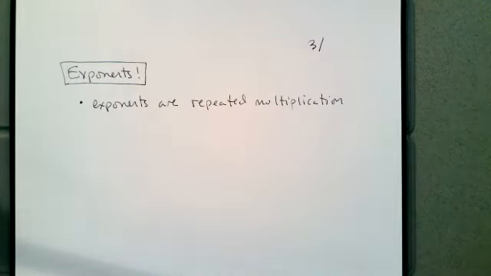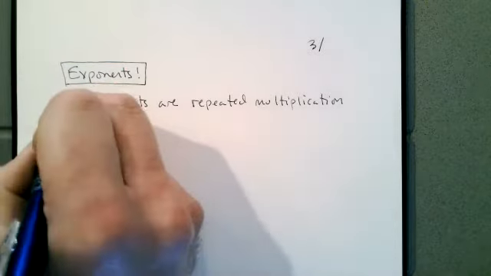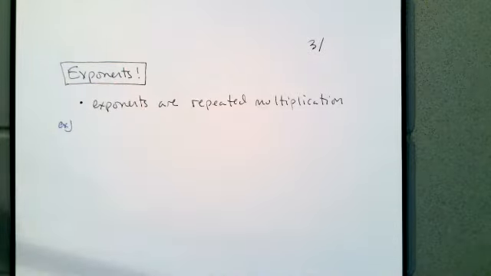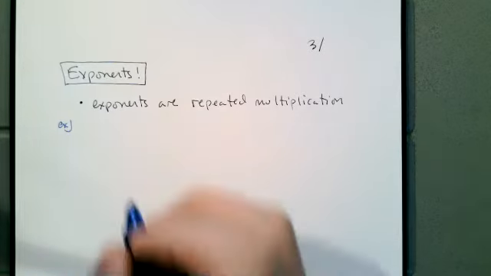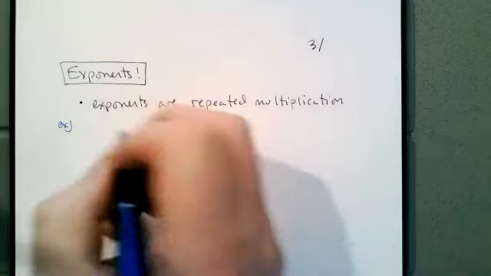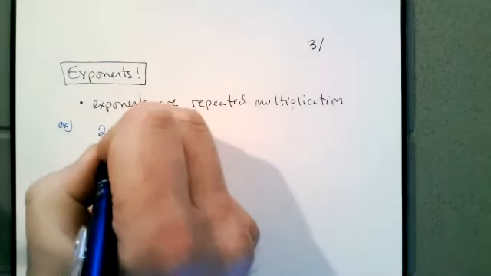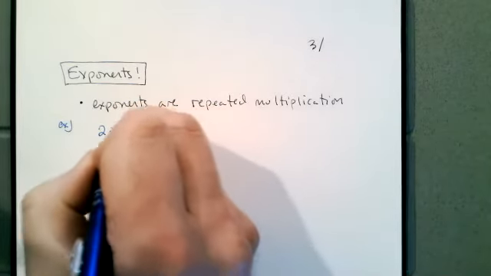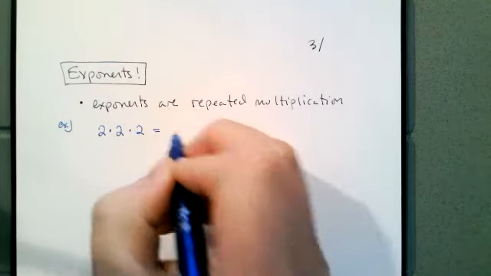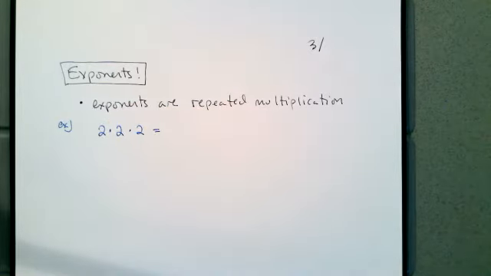Exponents are repeated multiplication. So if I have, let's say, for example, a bunch of things that are the same. Remember, it's just like repeated addition. The things all have to be the same. If I have three things that are all the same, say 2 times 2 times 2, I can say this, I'm multiplying all the same thing.